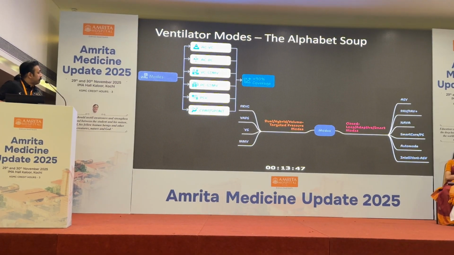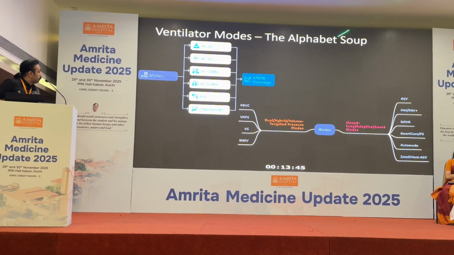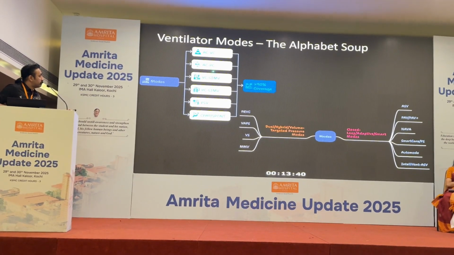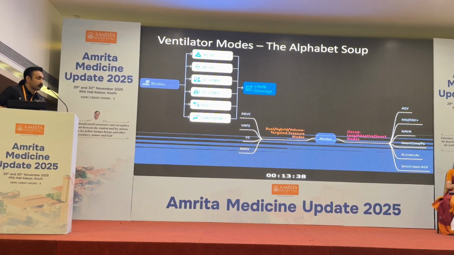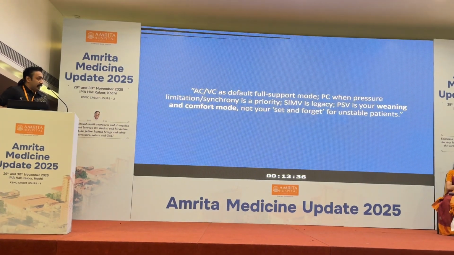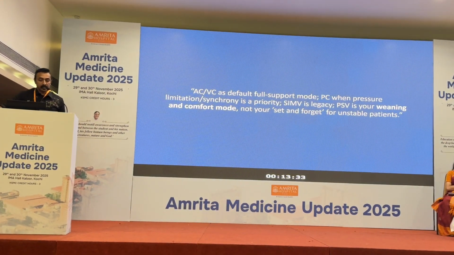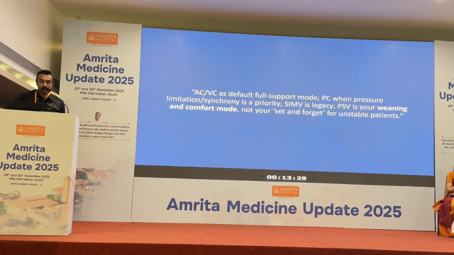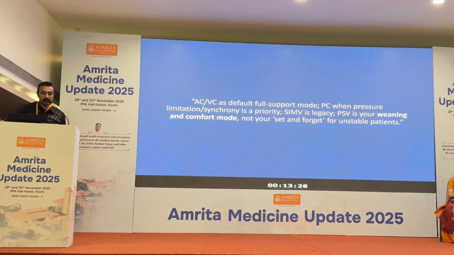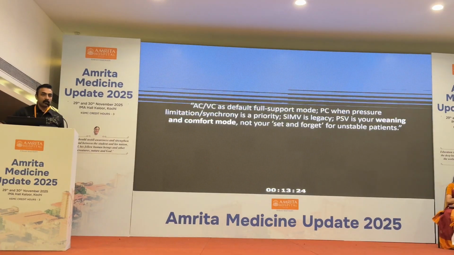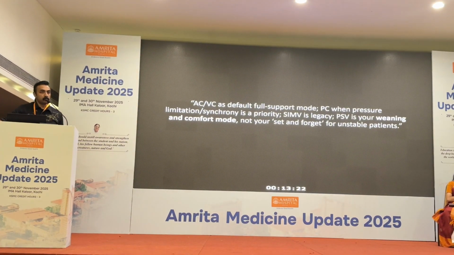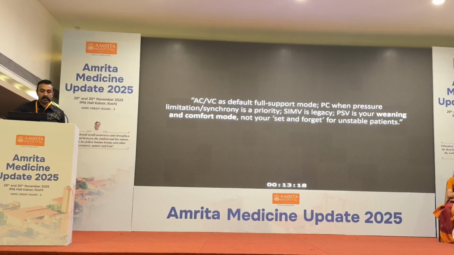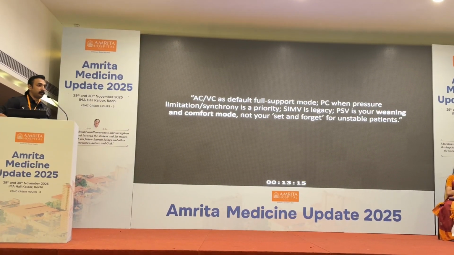So 90% of the time, these are the modes which we are using, right? We have an assist control. We usually start with volume control or pressure control depending upon personal preferences mostly. And if you want to give a strong message, this would be it. Usually volume control is a default full support mode. Pressure control when pressure limitation and synchrony is a priority. SIMV, yes, it's fallen off the radar for most of us now. And PSV is your weaning and comfort mode and not your set and forget mode for unstable patients.